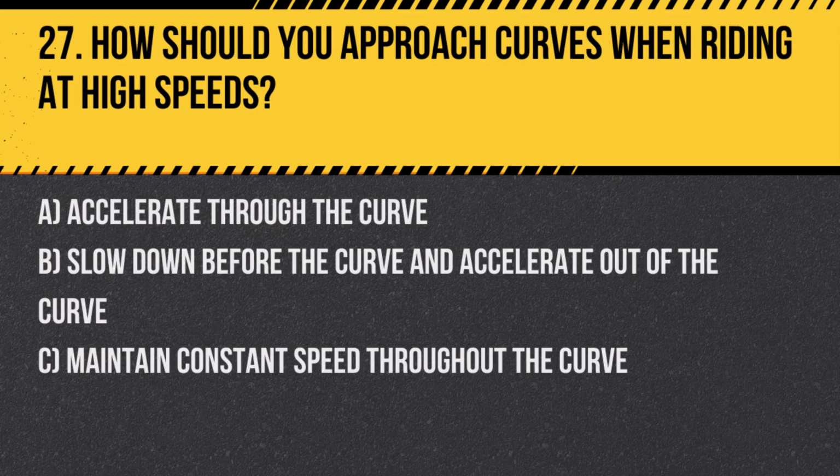Question 27. How should you approach curves when riding at high speeds? A. Accelerate through the curve. B. Slow down before the curve and accelerate out of the curve. C. Maintain constant speed throughout the curve. Answer B. Slow down before the curve and accelerate out of the curve. This technique helps maintain control and balance through the curve.